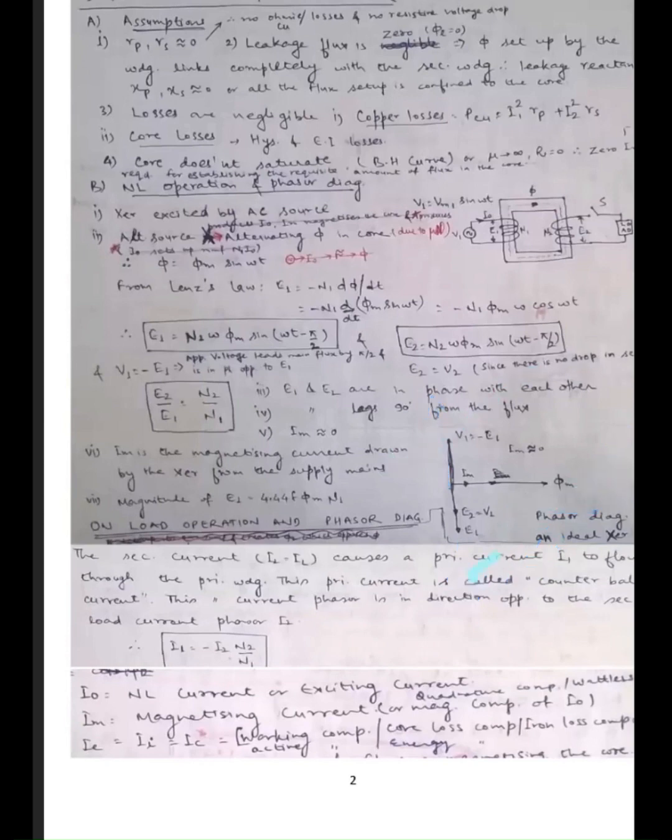So EMF is directly proportional to number of turns. So we can say that E2 upon E1 is equal to N2 upon N1. Okay. So this is the phasor diagram of the ideal transformer. So in the ideal transformer, we can say that this Im is equal to 0. Okay. So it is mentioned here.